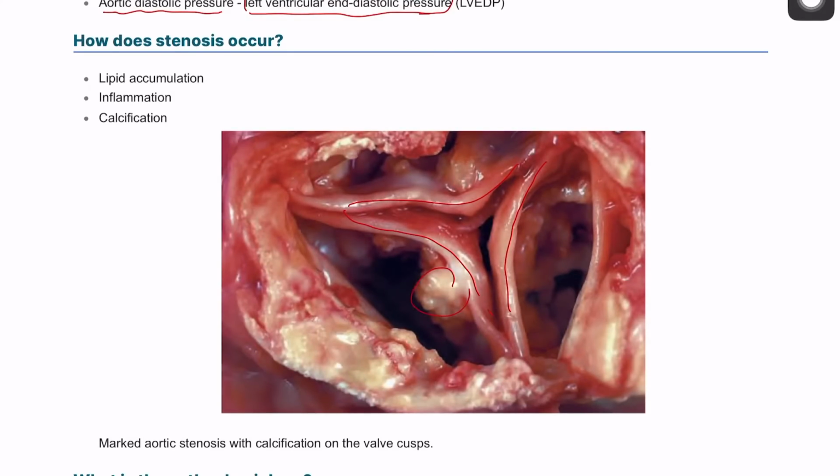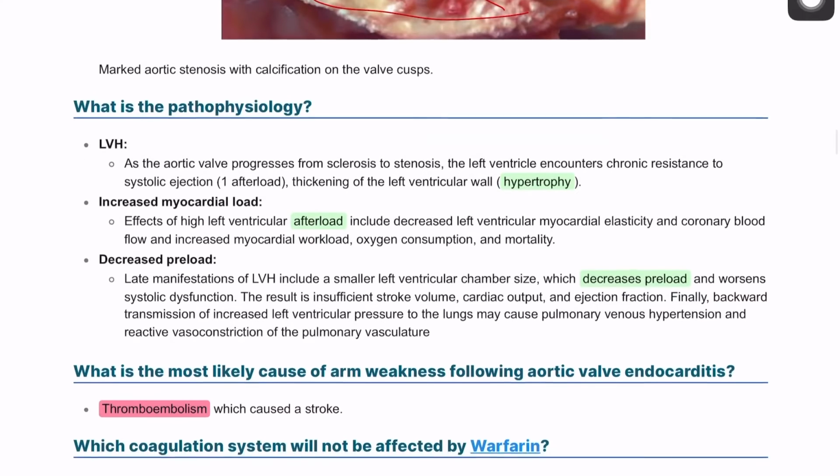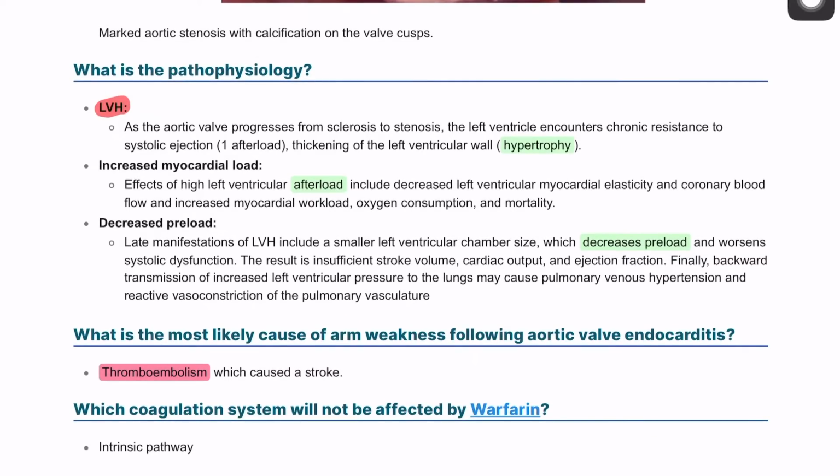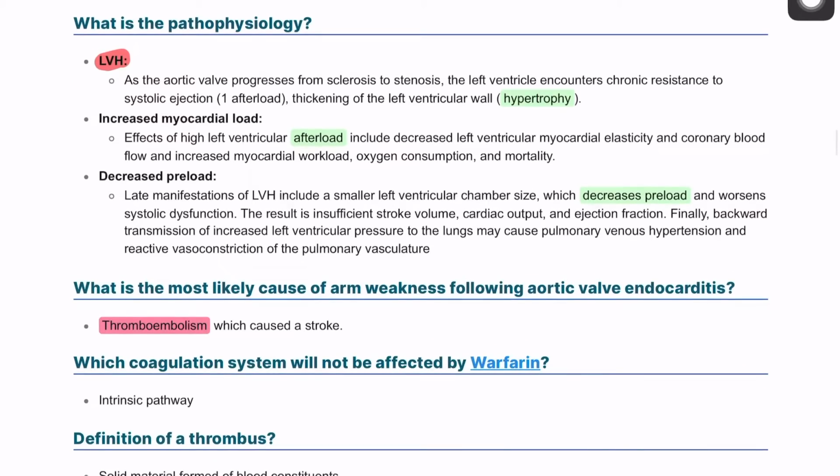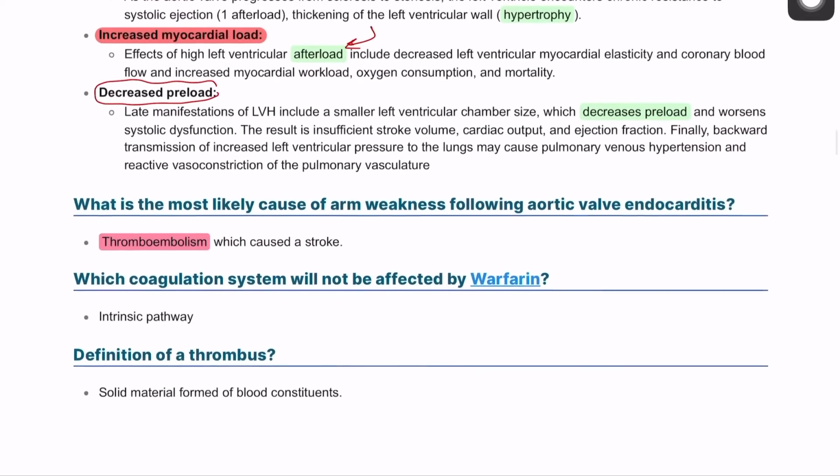There is lots of calcification and lipid accumulation on the valve leaflets. This is basically what can cause the stenosis in all what we just mentioned. We mentioned scarring is one of the reasons, the calcification and senility, and diabetic patients and hypertension with hyperlipidemia lead to accumulation of lipid as well. Pathophysiology: we mentioned left ventricular hypertrophy, caused by increased resistance against the left ventricle. You also have increased myocardial load, due to the increased afterload, and decreased preload due to the decreased lumen size, which we just mentioned as well.